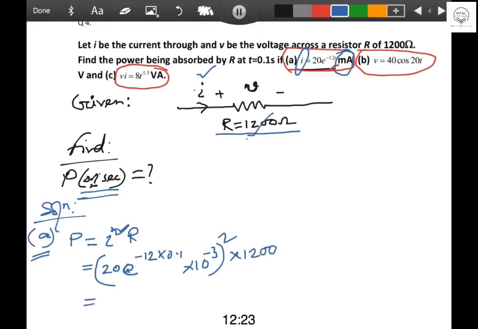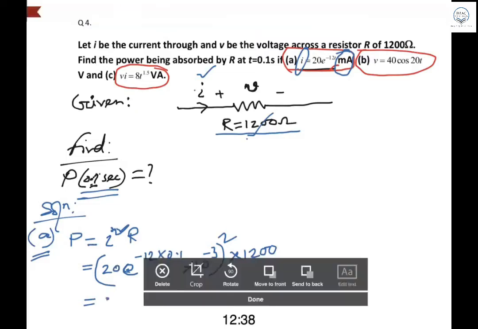Now, can you all do this calculation and tell me what is the answer? 0.0435 watt. All of you got the same answer? Check. Yes, sir. 0.043, and after that, what is the next digit?